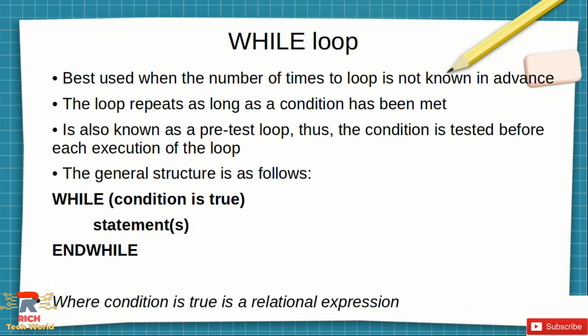The while loop repeats as long as the condition is met. As long as the condition for the while loop is true, the action or statements inside the while loop are going to be executed. It's also known as a pretest loop, just like the for loop we just learned about. When we say pretest, it just means that the condition is tested first. The code is going to check if the condition of the while loop is true before it executes the statements within it.